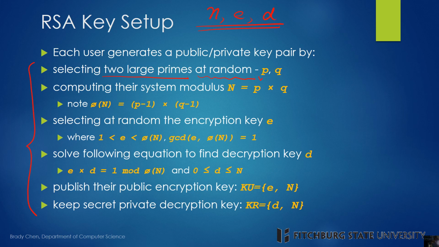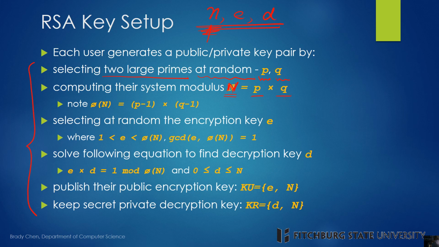Let's say we select two large prime numbers. How large is this? It should be very, very large. And then we multiply P and Q. Once we find two prime numbers, we multiply these two prime numbers, and we get the number n. That's the number that we want to determine first.